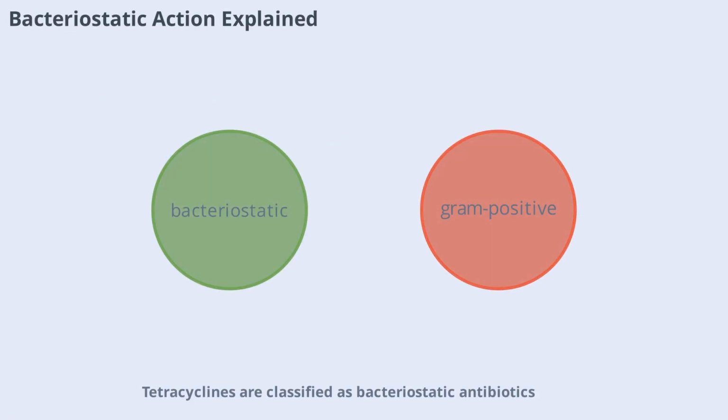Tetracyclines are classified as bacteriostatic antibiotics, meaning they inhibit bacterial growth rather than killing bacteria outright. This action is particularly effective against gram-positive bacteria, though they also work against some gram-negative strains. By preventing bacteria from multiplying, tetracyclines give the immune system a chance to clear infections. This mechanism is central to their use in treating various bacterial diseases.